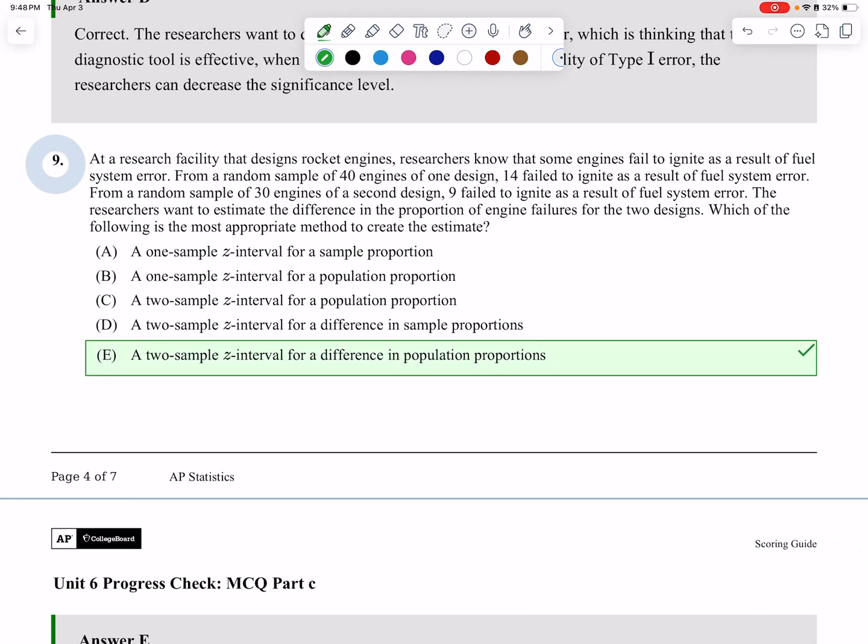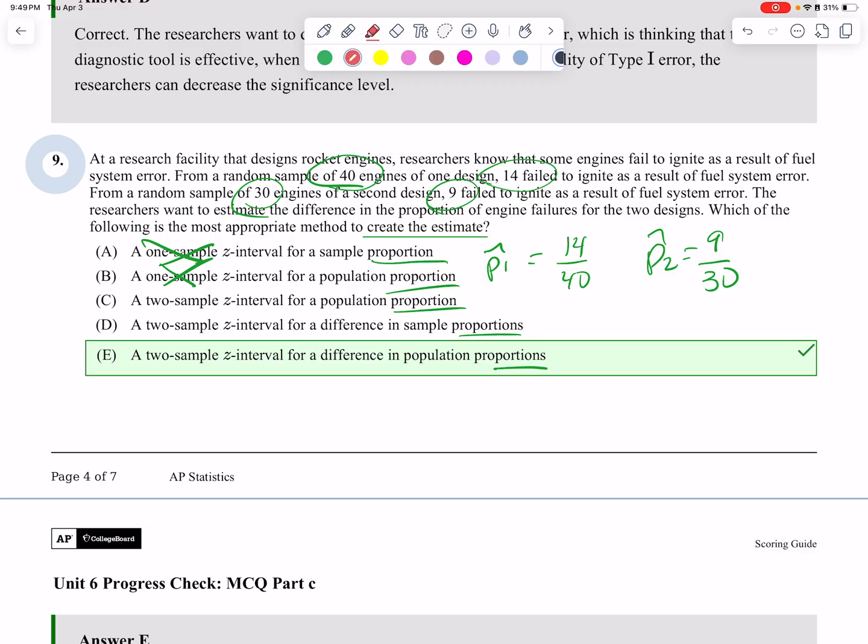Which of the following is the most appropriate to create an estimate? Okay, so I have 40 engines and 14 failed, so 14 over 40 is p1 hat. And then I've got 30 engines, 9 failed, and I have p2 hat. So you can see I have proportions, but I've got 2 samples, so not that one, not that one. And for my 2 samples, I am looking for a difference. This one says the wrong thing: that's a sample, so that's wrong. And then this one is missing the word difference. See that word there? That's what you're missing there, so that's wrong.